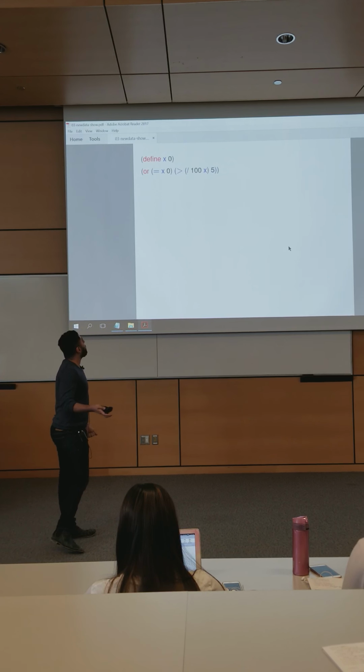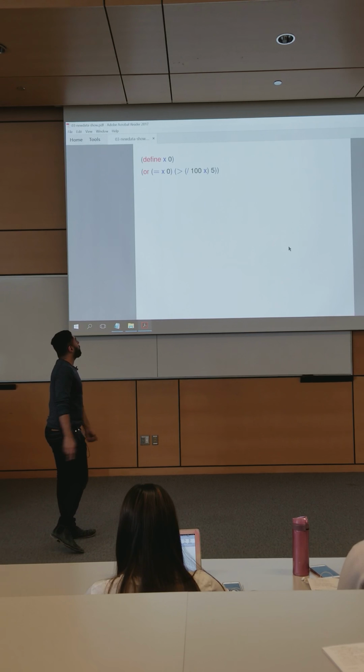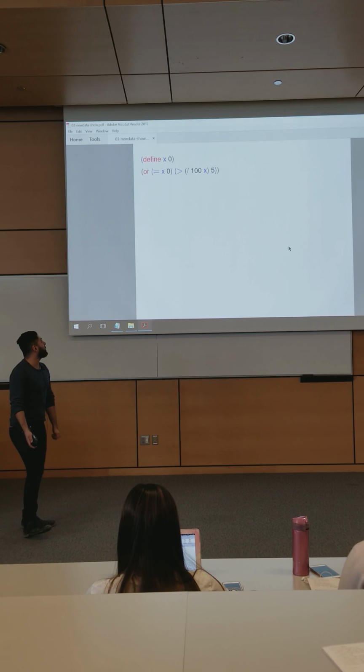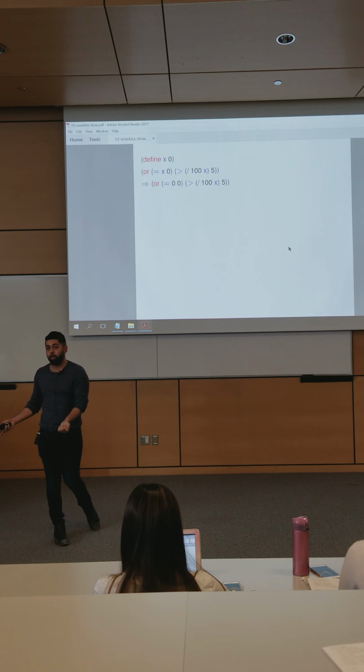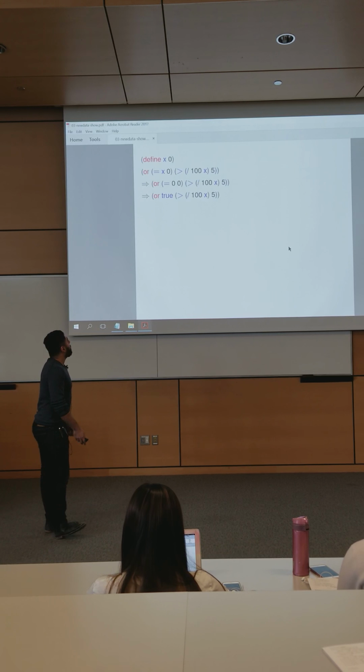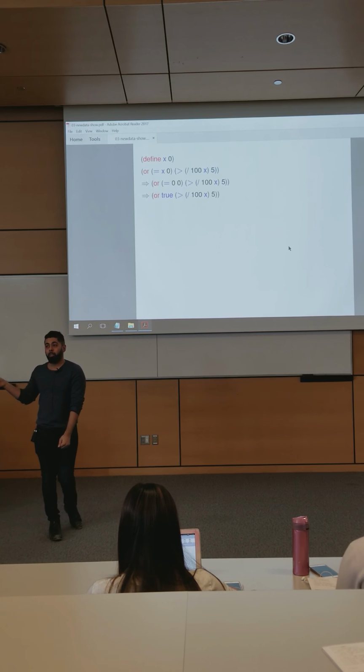First, we check if x equals 0. So we substitute x as 0 into the equals x 0. And we see it turns into OR equals 0, 0. And equals 0, 0 returns true. So we get OR true followed by whatever.